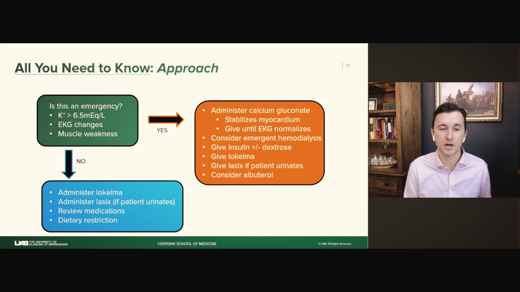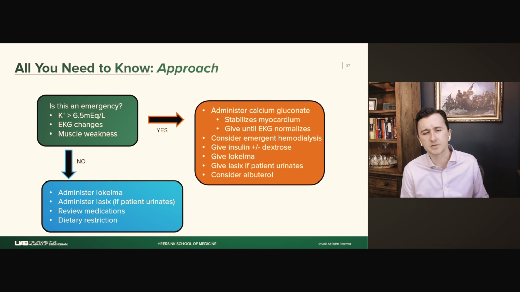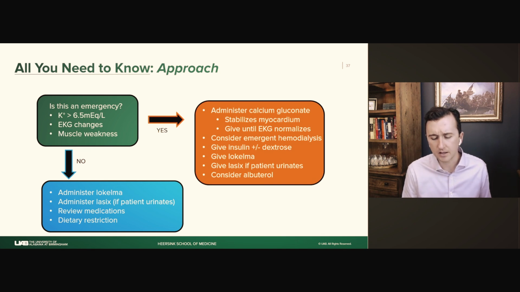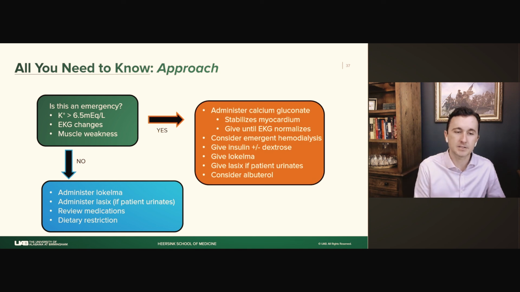Lokelma is usually where I start, along with Lasix if the patient can pee. Obviously, you want to take into consideration the clinical setting. If the patient's hypervolemic, you definitely want to start with Lasix instead of making somebody have diarrhea. If they're hyperglycemic, address that with insulin. But in general, this is how I think about it.